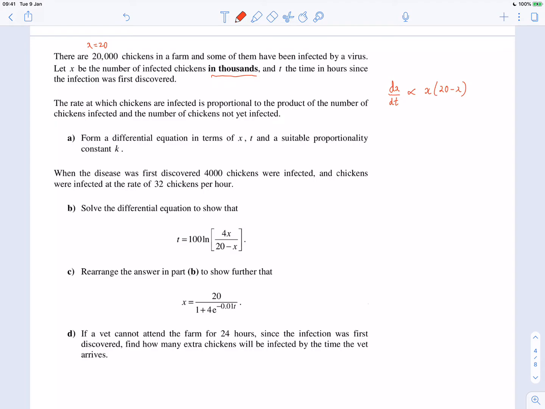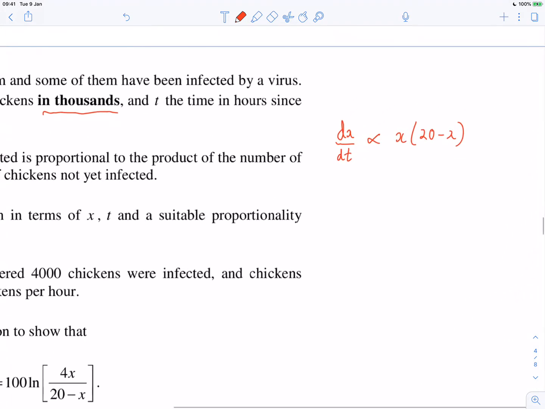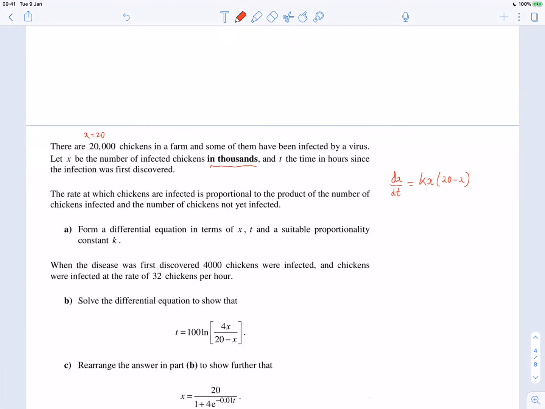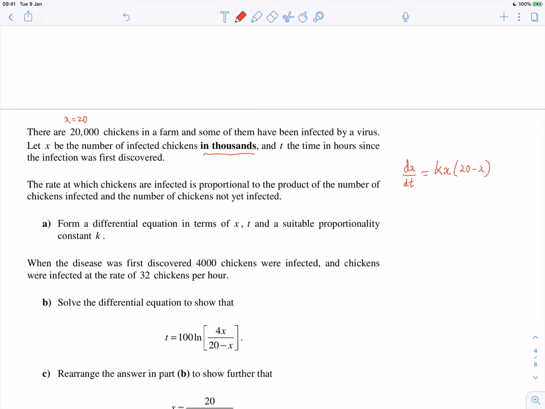Okay, cool. Right, so how do we get rid of that proportionality symbol? Well, from year 8, year 9, whatever year you did it, to get rid of that, we just remember that you put an equal sign and you times by some constant k. Okay, form a differential equation in terms of x and t and a suitable proportionality constant k. Bosh, just done it by reading the question.